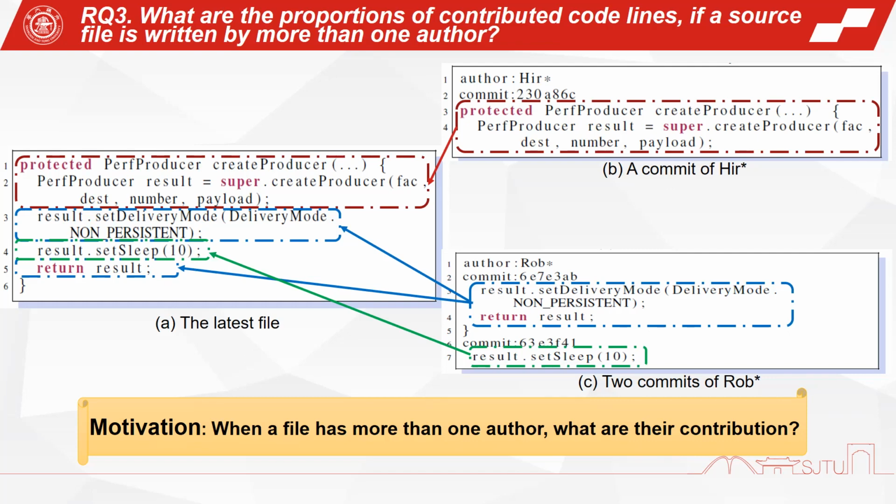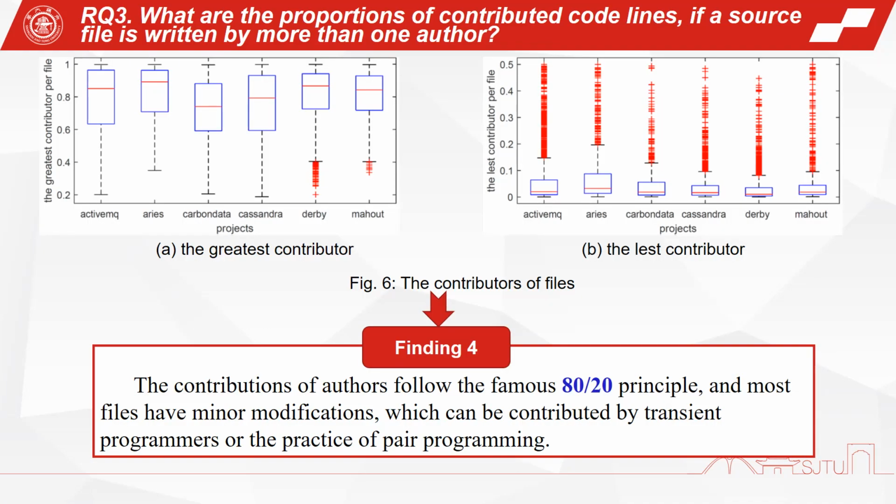RQ3. What are the proportions of contributed code lines if a source file is written by more than one author? In RQ2, we found that about 75% of source files are written by more than one author. When a file has more than one author, the contributed code lines of the authors can be quite different. In RQ3, we explore the distributions of those greatest and least contributions. We got finding 4: the contributions of authors follow the famous Pareto principle, and most files have minor modifications, which can be contributed by transient programmers or the practice of pair programming.